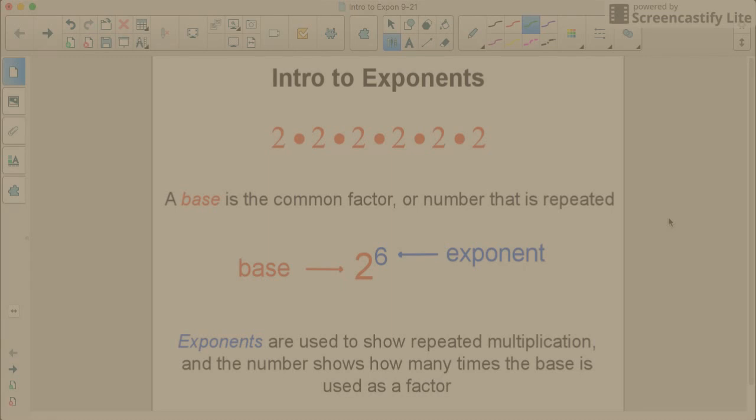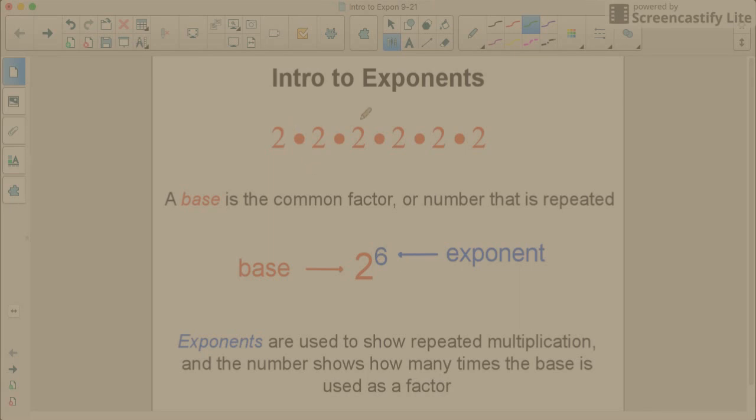that is being repeated. As you can see here, we are going to have our base be indicated or written, and then we're going to add an exponent. Exponents are used to show repeated multiplication, and the number shows how many times the base is used as a factor. This means that we're going to take the number that is most common and repeated. We're going to count how many there are.